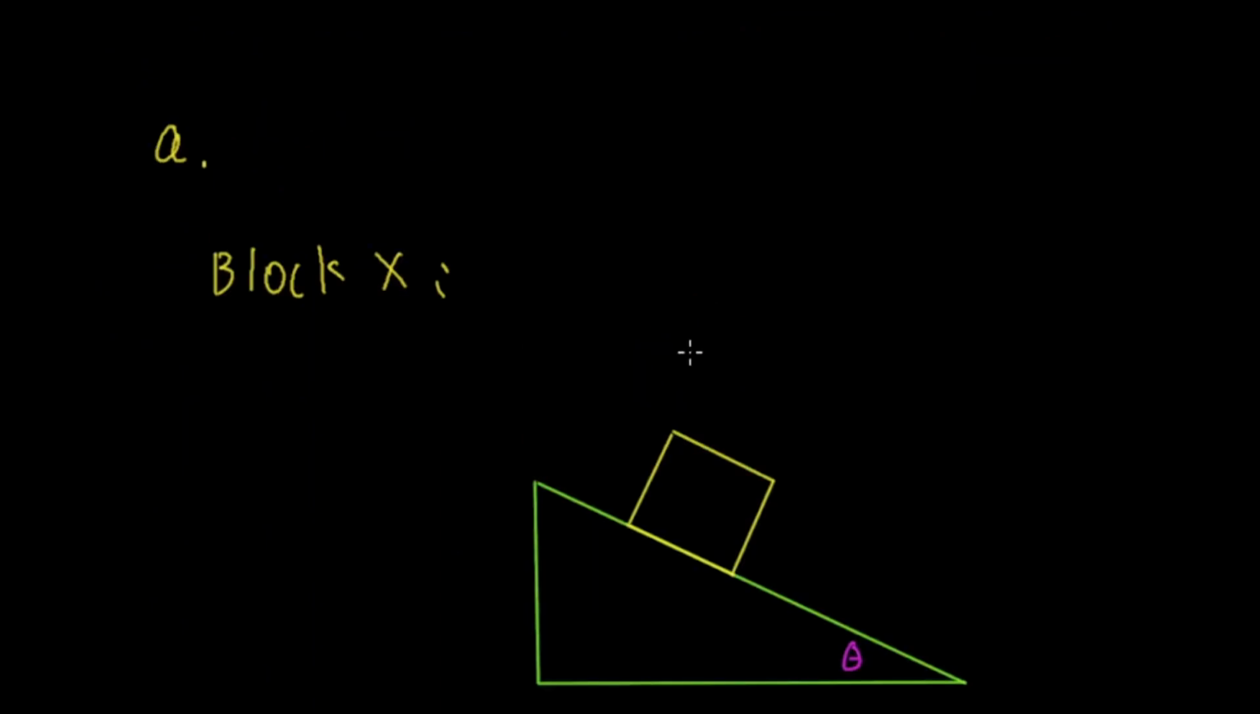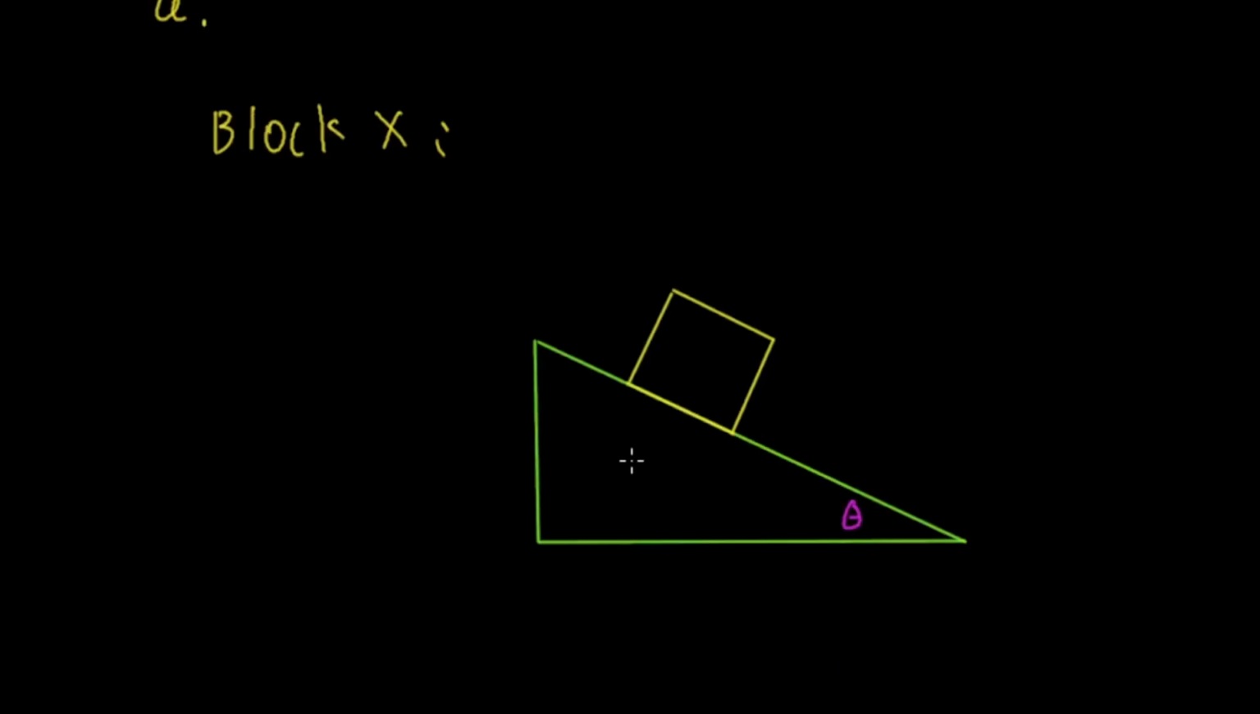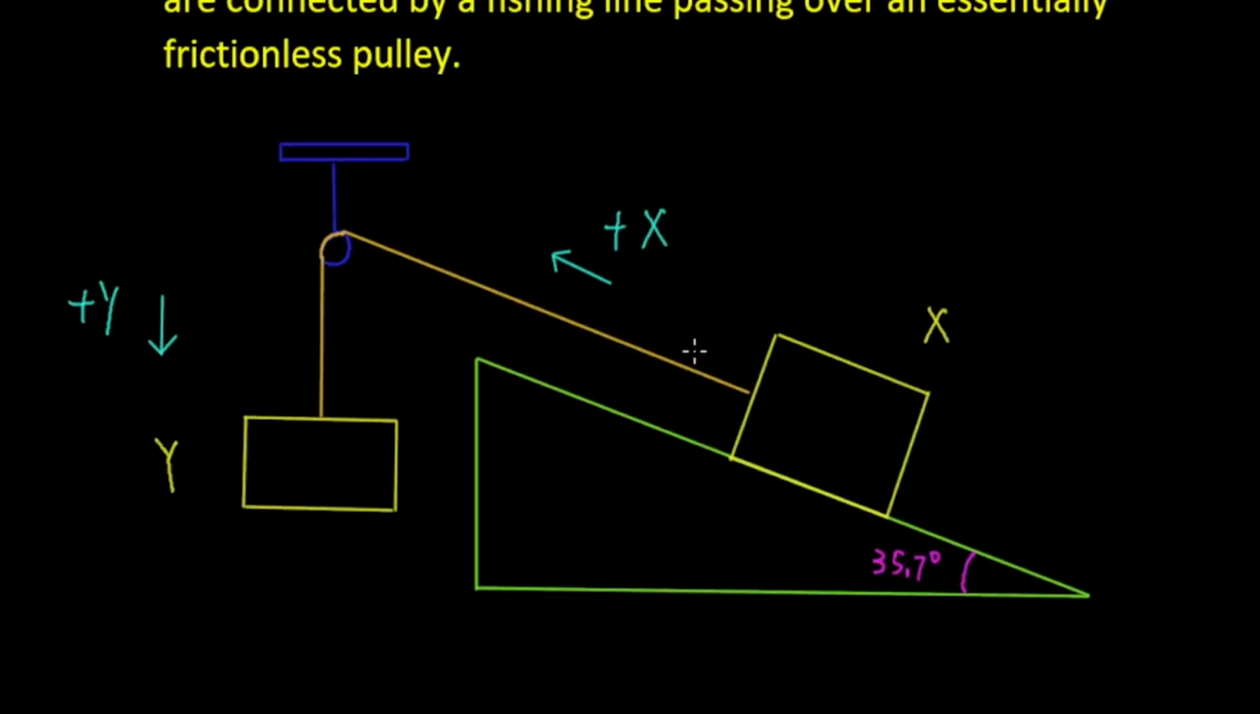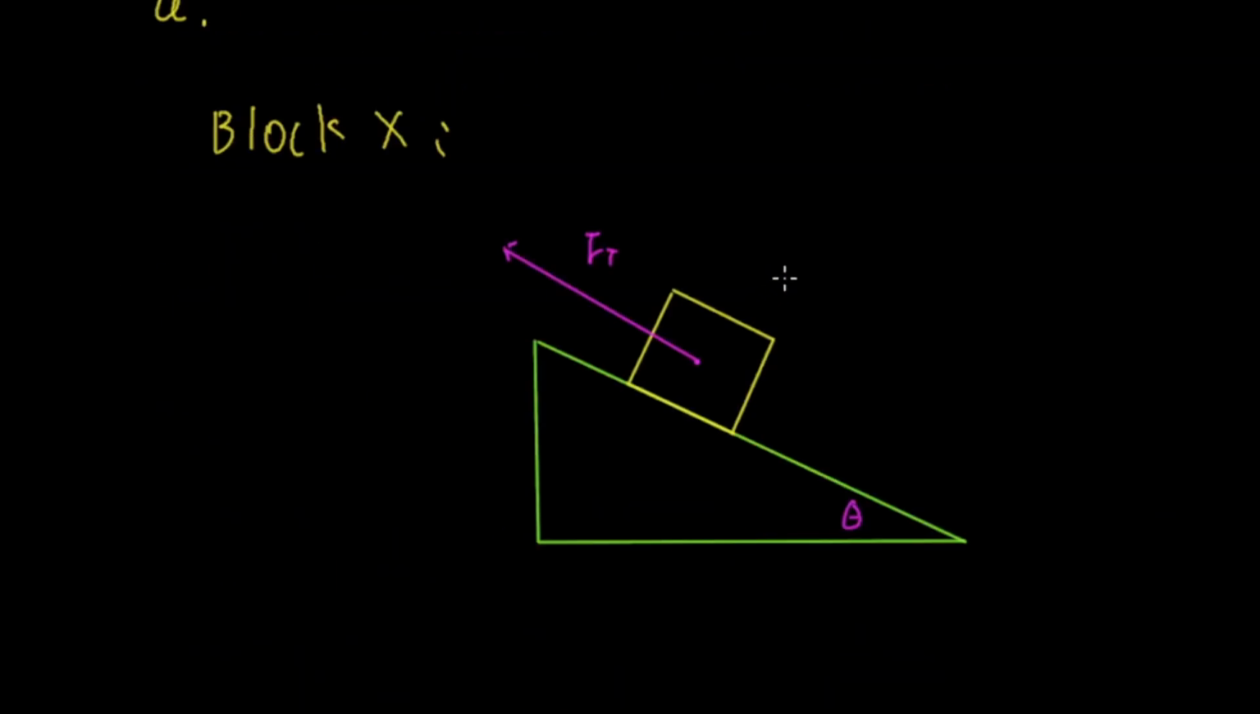To save time, I have already started the diagram for block X here. Now let's look at all the forces acting on block X. First of all, of course, there will be a tension force pulling this way. So this is the tension force. Now remember, this way is the positive x direction in the question. And of course, there's always the force of gravity pulling downward. And it's pulling down the ramp.